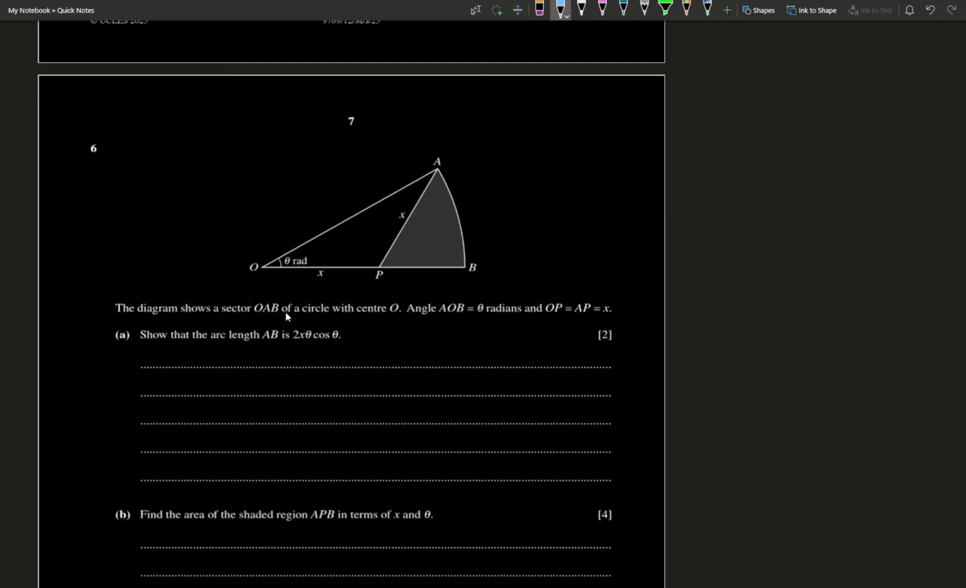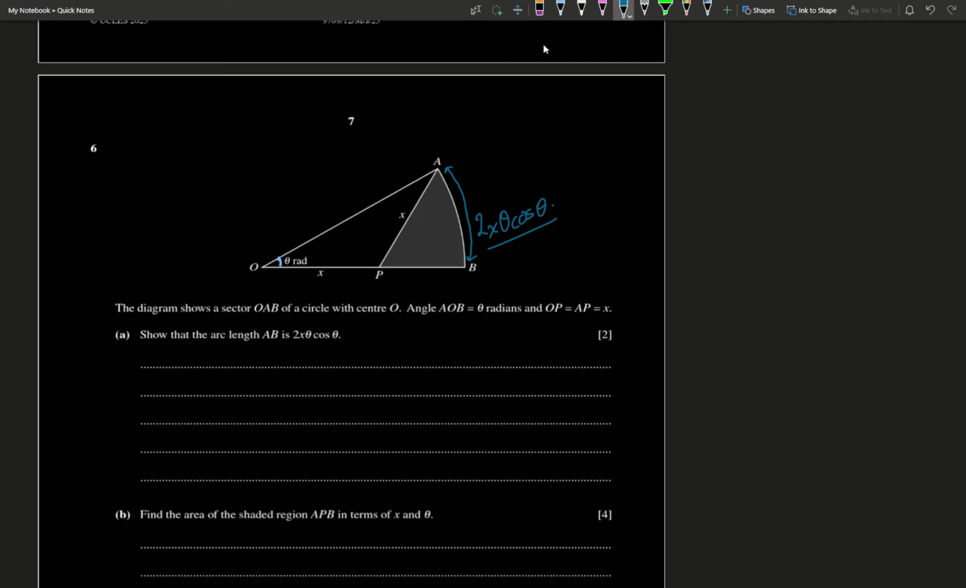Question number 6. The diagram shows a sector OAB of a circle with center O and angle OAB is theta radians. The angle is going in radians. We are told OP is equal to AP, which is equal to x. Show that the arc length AB is equal to 2x theta times cosine of theta. We want to show that the arc length is equal to 2x theta times cosine of theta. How can we prove this?